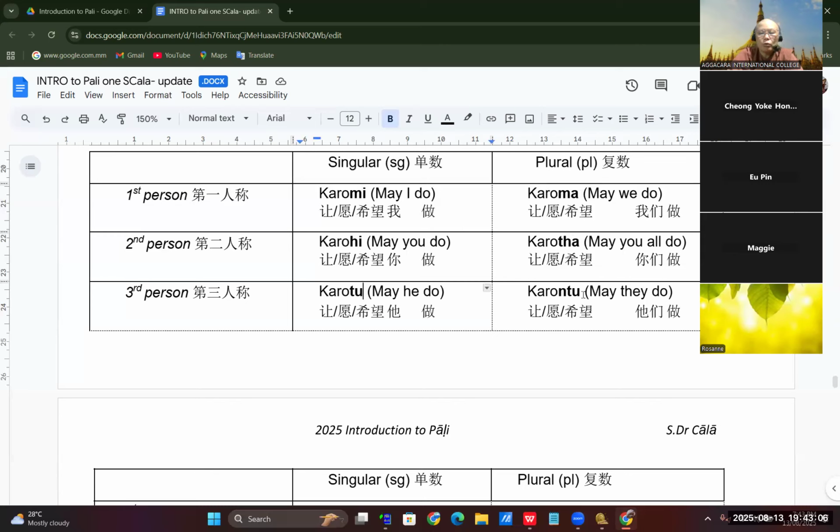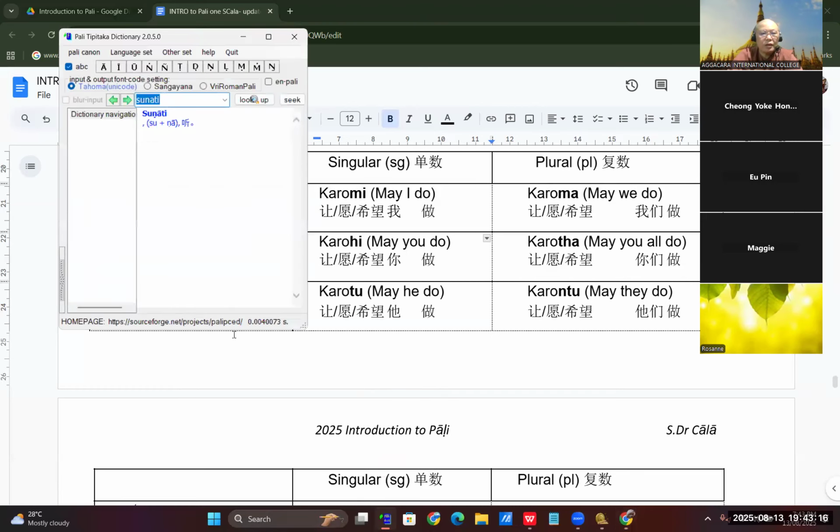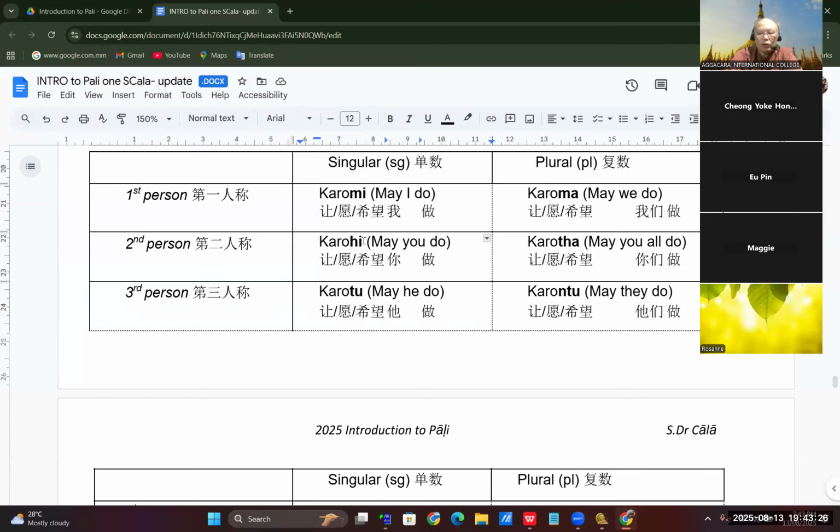Karotu, karontu. Okay, please recite the Pali. Karotu, karontu, karohi, karotha, karomi, karoma. Okay, so let's see. Do we have karo? No, we don't have the word karo. Okay. All right. So anyway, you put the karohi. All right. So tu ntu hi tha mi ma. So karotu, karontu, karohi, karotha, karomi, karoma.